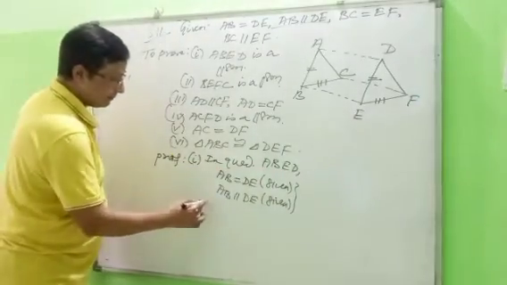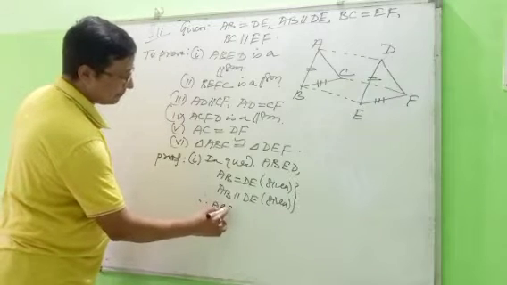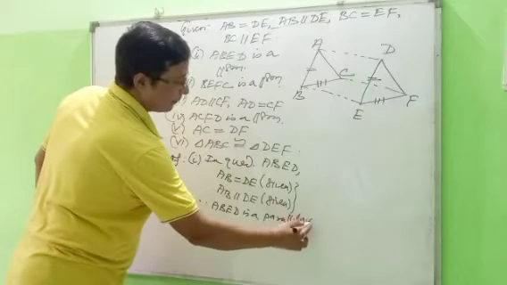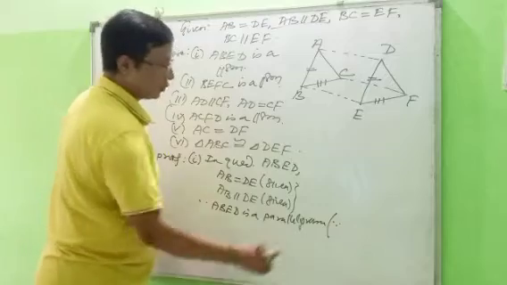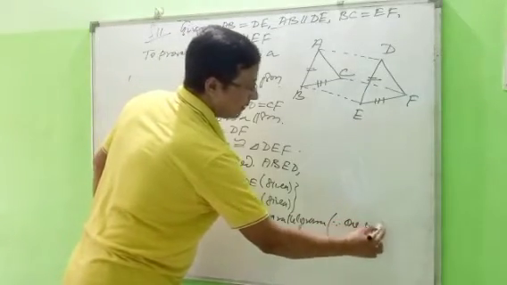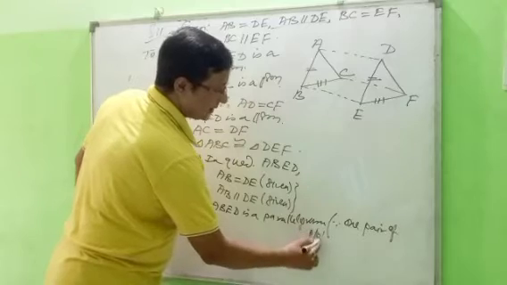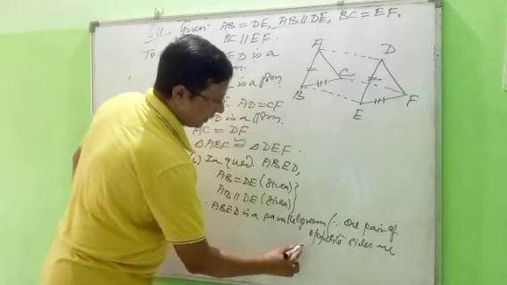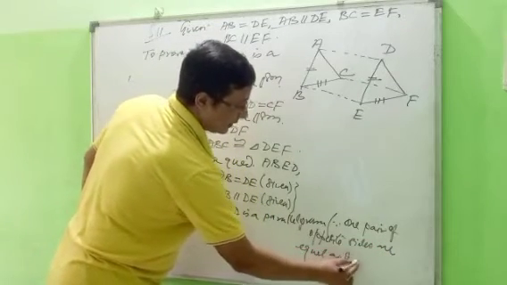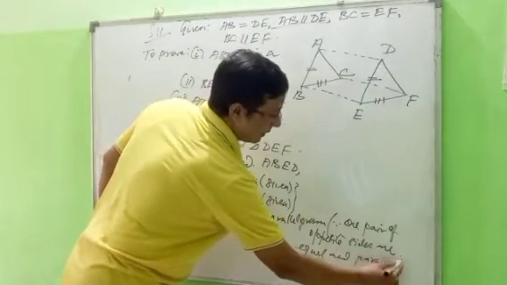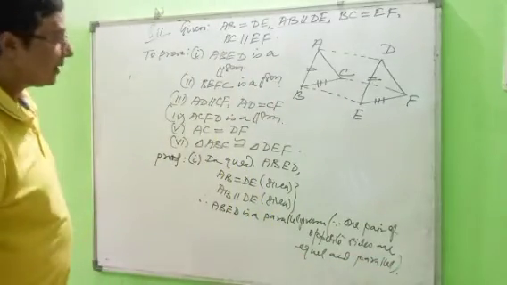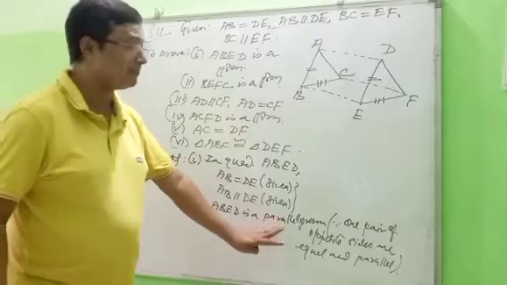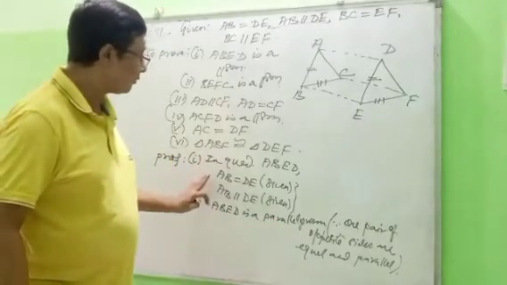Therefore ABED is a parallelogram. Reason: since one pair of opposite sides is equal and parallel. So if a single pair of opposite sides you get equal as well as parallel, then that quadrilateral becomes a parallelogram, as you have seen in proof number 1.